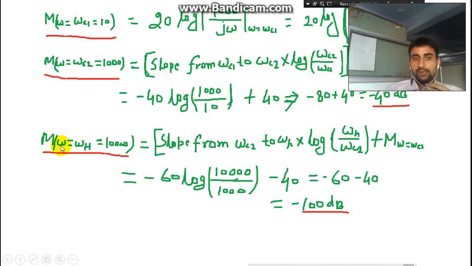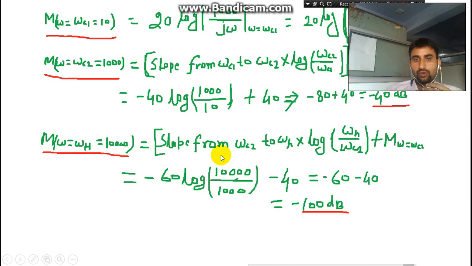And for the final one, the formula will continue even though you have 5 terms, 6 terms, 7 terms, whatever; it will be a similar pattern. You have to write the formula: slope from omega c2 to omega h into log of omega h divided by omega c2. If there were another term like omega c3, omega c4, we could have kept omega c2 to omega c3, but here we have the final frequency omega h, so we put omega c2 to omega h into log of omega h divided by omega c2, plus the previous magnitude at omega is equal to omega c2.